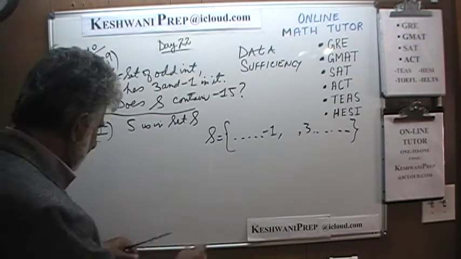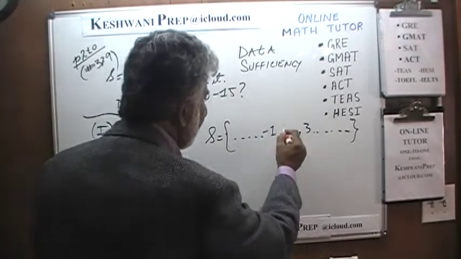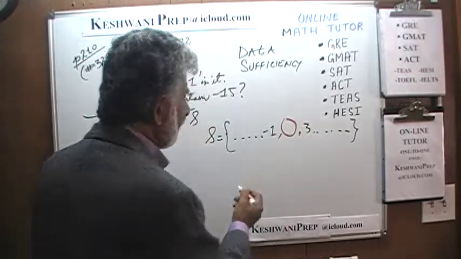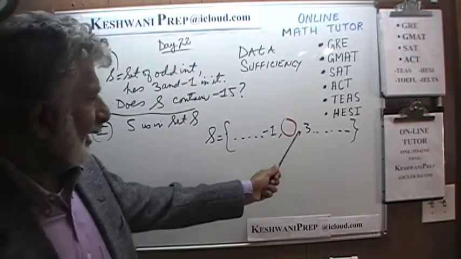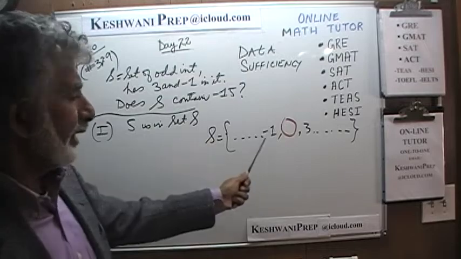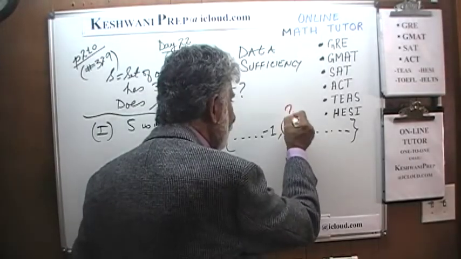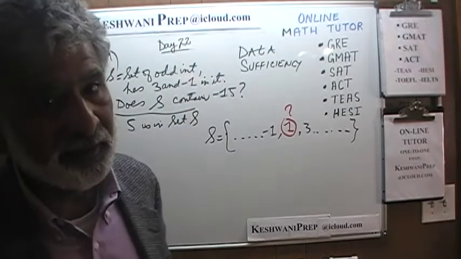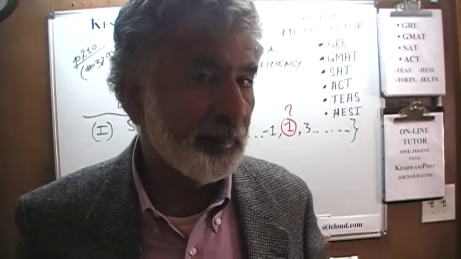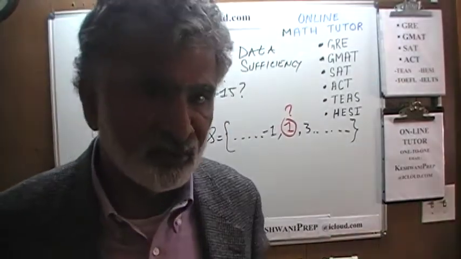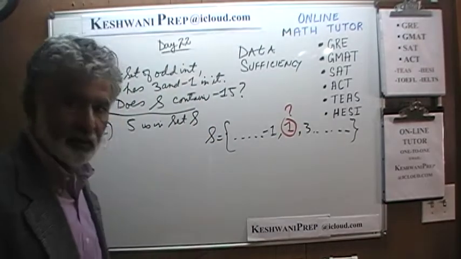You notice I left some space here open. Just because it has 3 and negative 1 in it does not necessarily mean that it has 1 in it. We do not know that yet, because they do not say that they have to be consecutive. It may have 1 in it, it may not. We shouldn't take liberty, we shouldn't assume things. But that's not the point here.